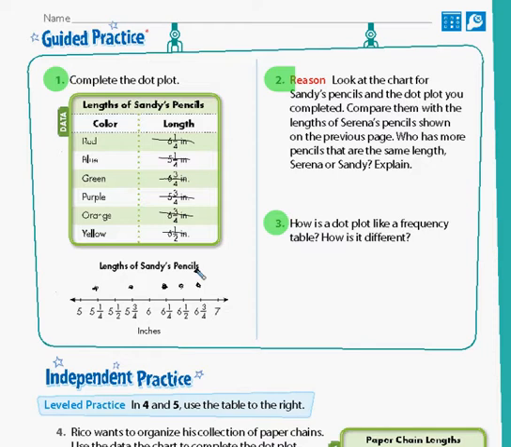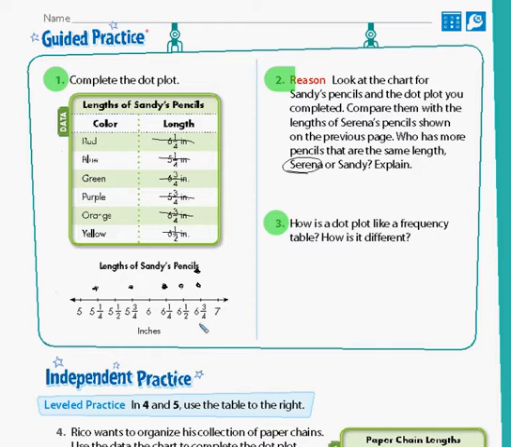Question number 2. Looking at the chart for Sandy's pencils and the dot plot you completed, compare them with the length of Serena's pencils shown on the previous page. Who has more pencils that are the same length, Serena or Sandy? Okay, and we could tell that Serena had more of the same, because when you're looking back on that, I think she had 4 of the same length pencils, and on this one the most she had was 2 of the same length, and those were 6 3/4 inch pencils.